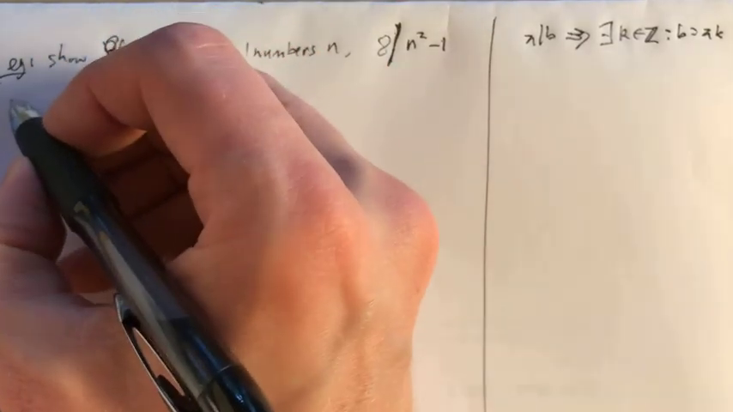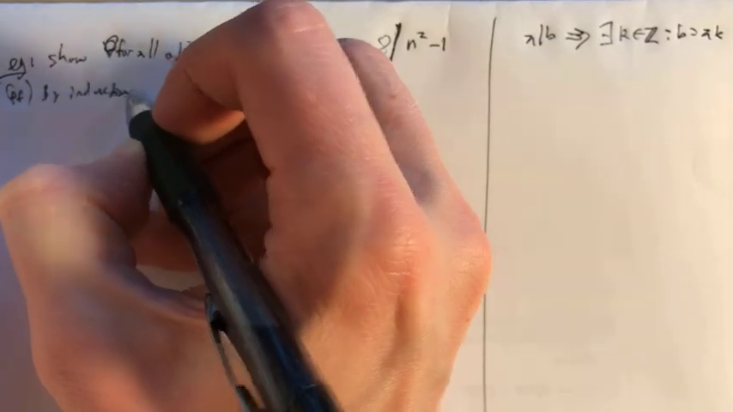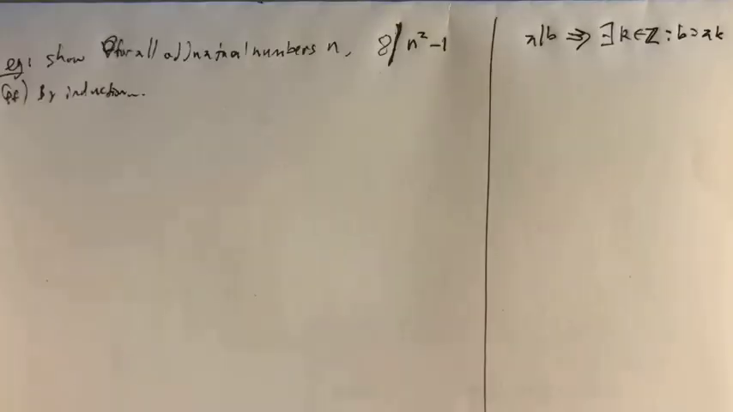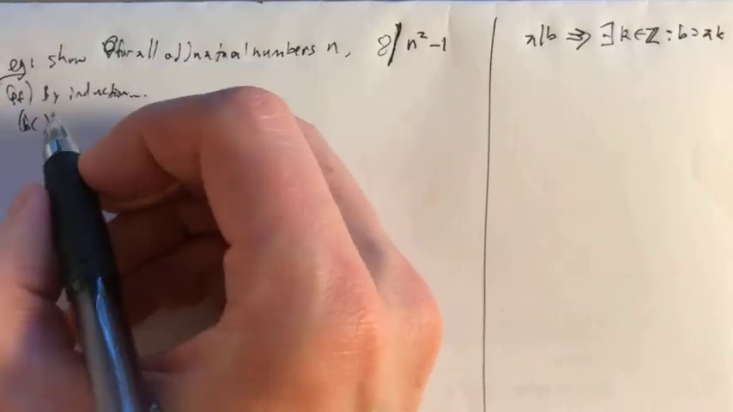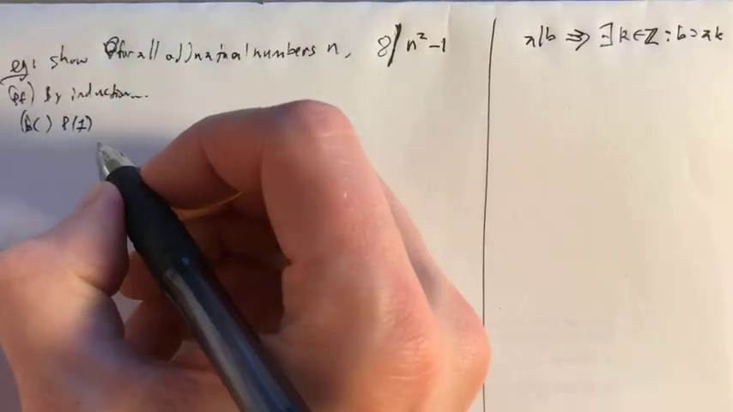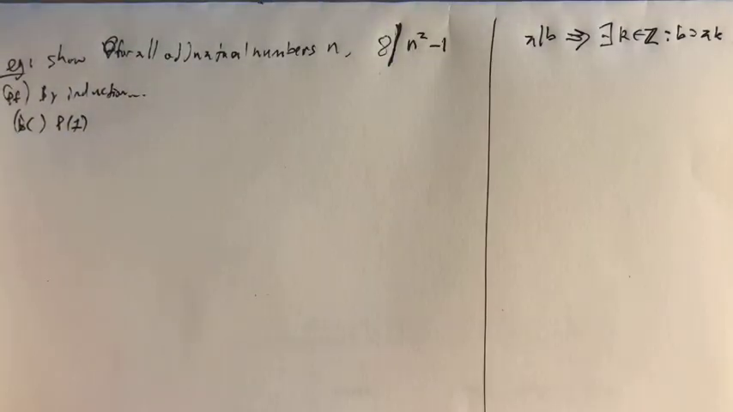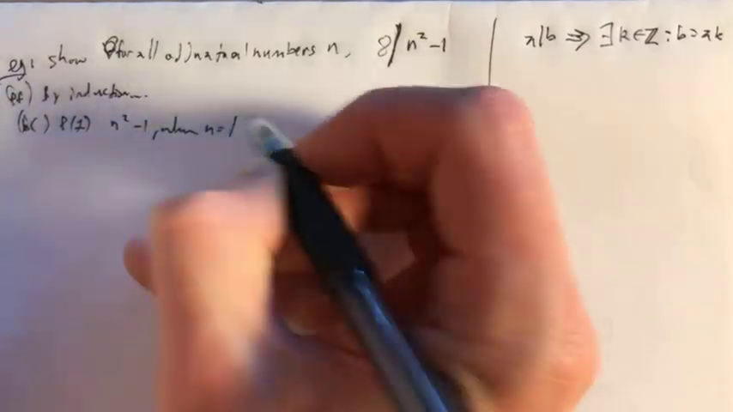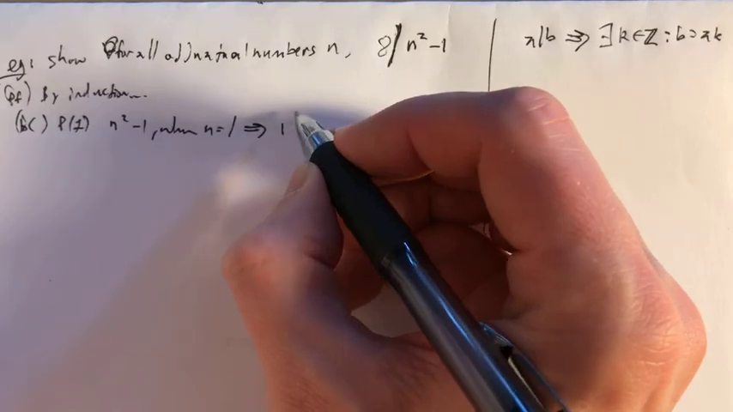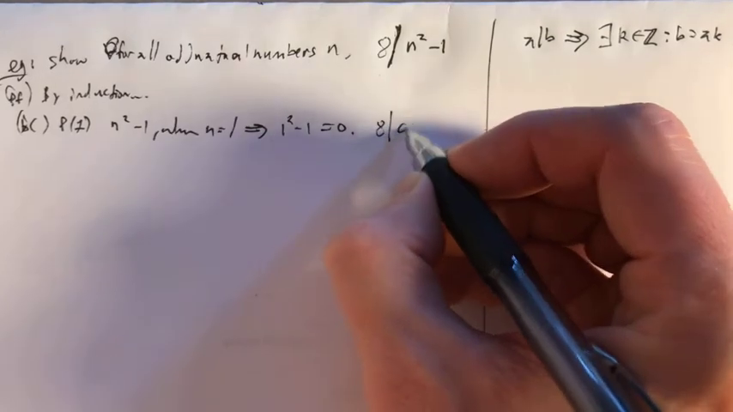So let's prove this by induction. We want to make sure that we mention induction somewhere. And then let's say, base case, let's see what happens when n equals 1. Let's prove P of 1. Okay, so let's check, does 8 divide the first odd natural number squared minus 1? Well, n squared minus 1 when n equals 1 is going to be 1 squared minus 1, which is 0. And 8 does divide 0.